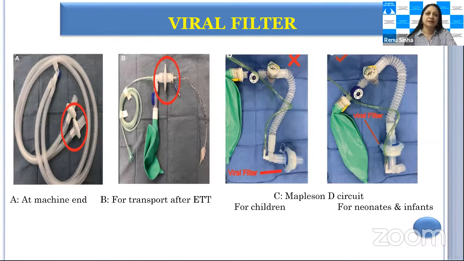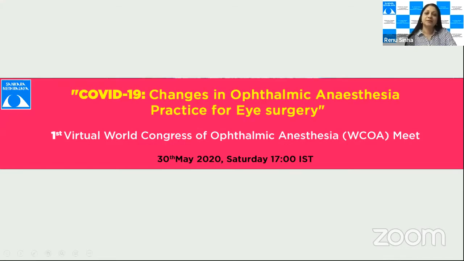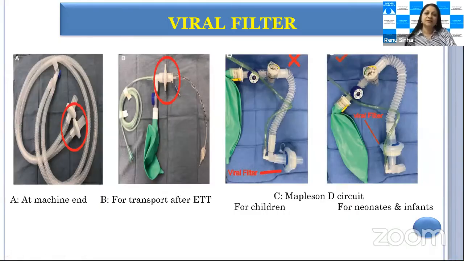Next slide, sir. So a viral filter can be put at different places. These pictures are also from Anesthesia & Analgesia. They have suggested that the viral filter should be used just after the endotracheal tube once you are shifting the patient. But if you are using a Mapleson D circuit in neonates and infants, it should be put after the fresh gas flow because their dead space is too much, which can cause problems during ventilation.